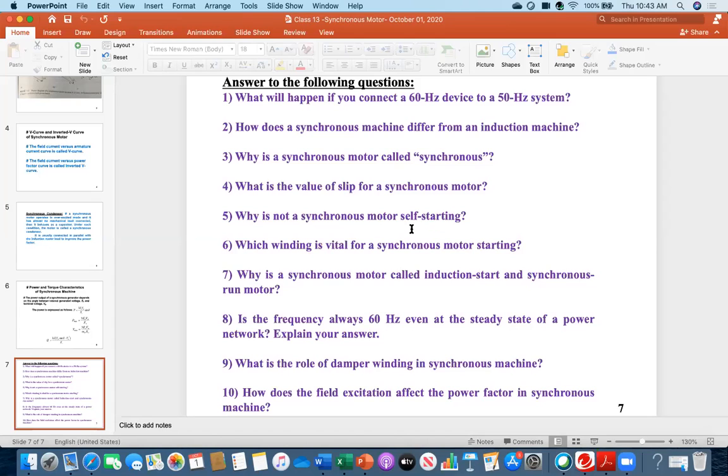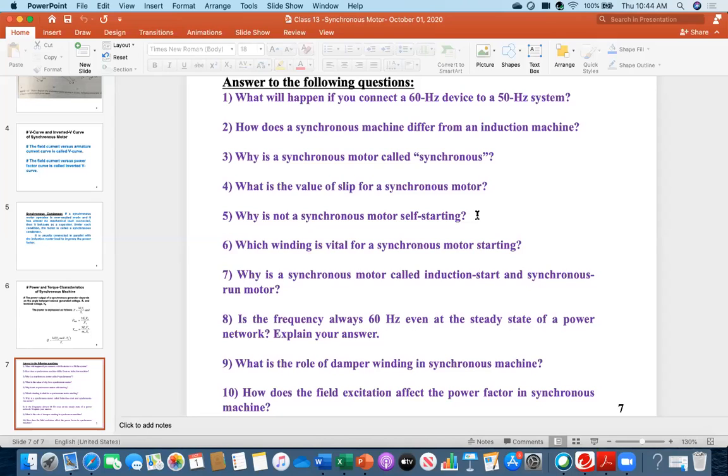But the answer would be that a synchronous motor is not self-starting due to the inertia of the rotor. The rotor has a specific mass. It has a moment of inertia. So initially, the synchronous motor cannot overcome that inertia because it does not have starting torque. That's why you need the help of the damper winding to initially produce some torque and to start the motor.